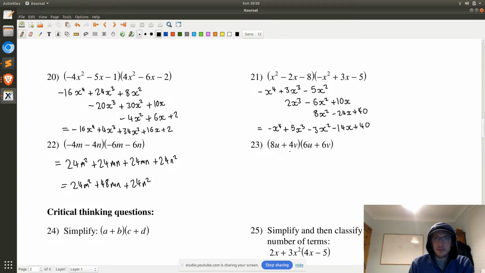Here we have pretty much the same pattern. Okay, so 48uv. That's 24 in the middle. That's 48 on the outside. Add them together and you get 72. Wait, that's a mistake. That should be u squared. 72uv and then plus 24v squared.